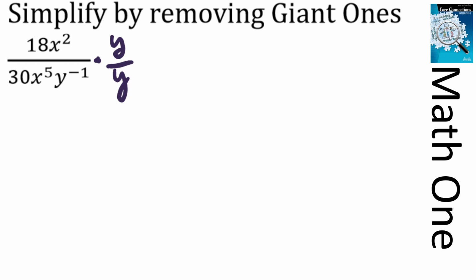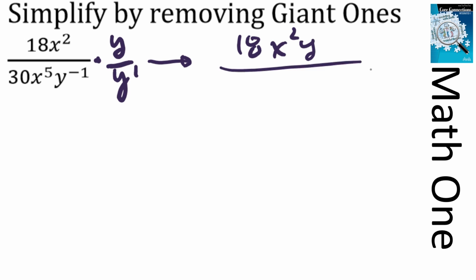So if I take a look at this, my denominator now has a y to the first power times a y to the negative 1 power. Well, those two together equal just a factor of 1. They're just equal to 1. So by thinking about the giant 1 this way, it's a convenient way of dealing with negative exponents. Because now I don't have a negative exponent in my denominator. What I have is 18x squared y all over 30, and then x to the fifth, and then just times the number 1.